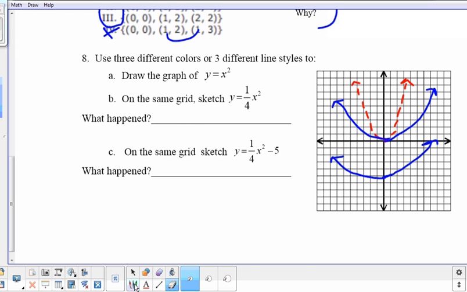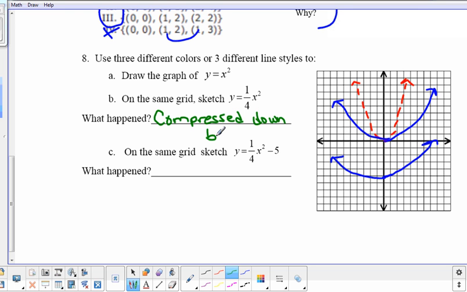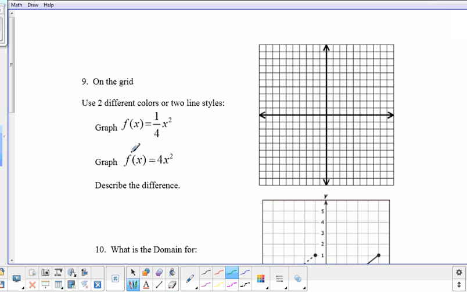Okay, so you should have written compressed down by 1/4. Hopefully you already wrote that, not waiting for me. Let's see if I can do this better. Still can't get that y. There you go. Alright, on the same grid sketch, so this one it says, then move down 5. Next page.